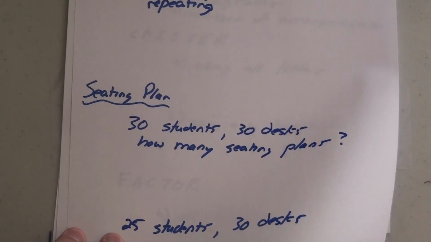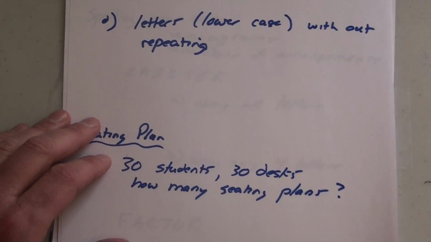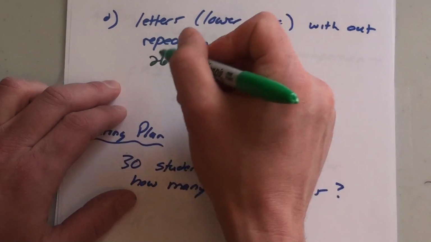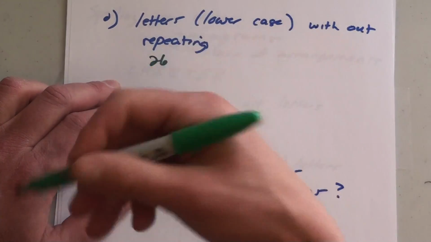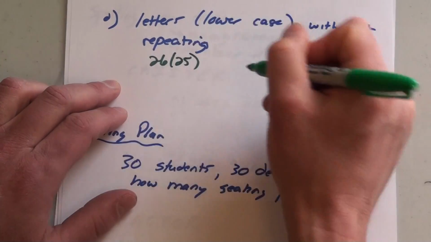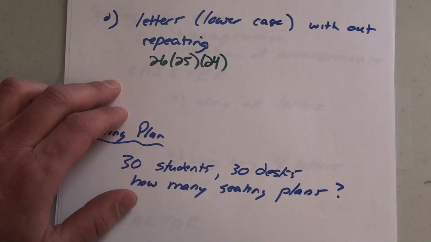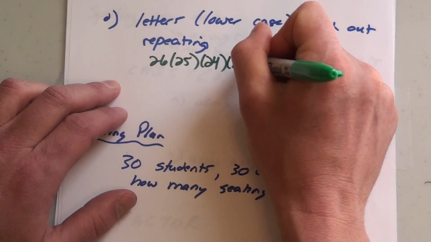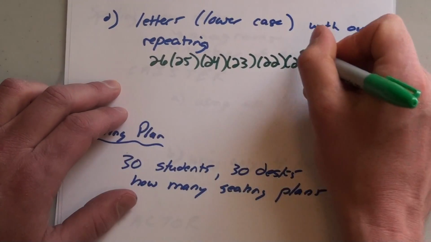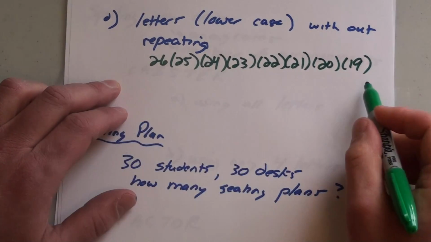Now letters, lowercase only, but I'm not going to be allowed to repeat. So lowercase letters only, so there's 26 options. I'm going to have 26 options for the first letter. Then I'm going to use that letter and it won't be available to me anymore, so I'll have 25 options for the next one. Then 24 for the third one. Each time I'm losing an option because I've used that letter. 23, 22, 21. Let's see, that's 6 letters. 20, 19. There's my 8 letters.